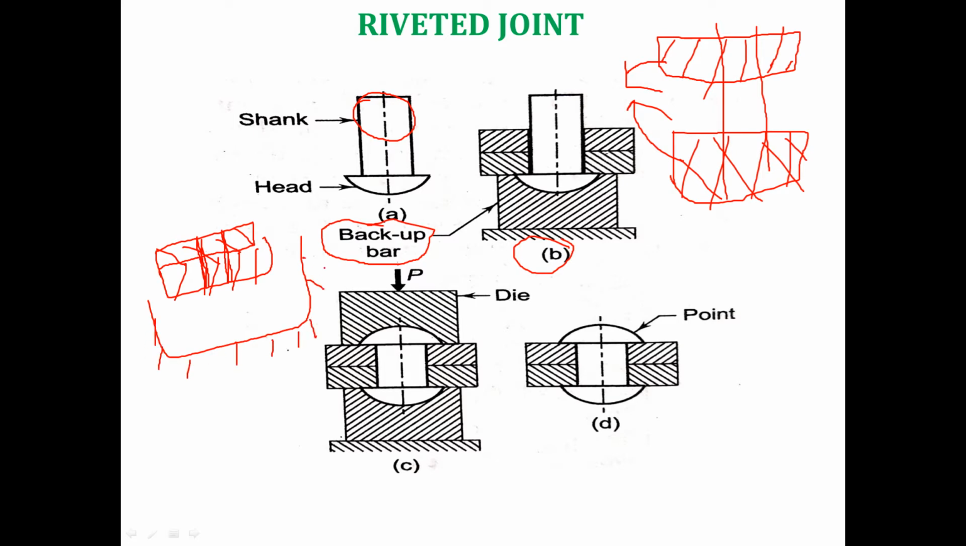Now what I will do is, I am having this portion of the rivet. That means I am having the head, I am having the shank portion. Now from the lower end I will insert this head as well as shank portion through this hole. Then definitely this is the diagram.